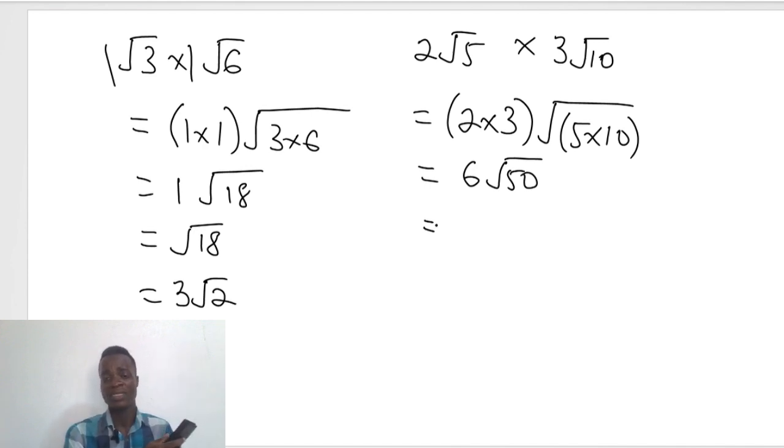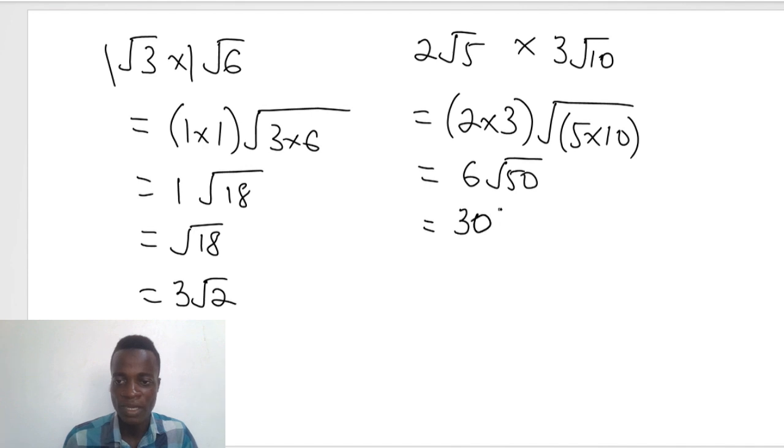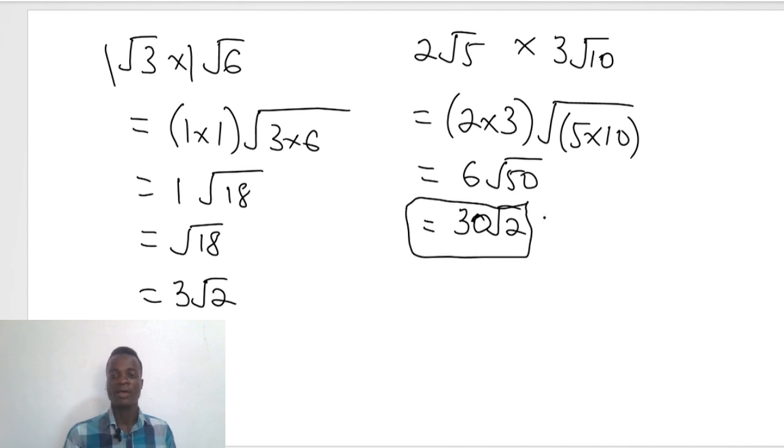We need to reduce it to the simplest form. Reduction is what will help you here. We have understood that we can just use the calculator. This root 50 gives me 5 root 2, so 6 times 5 gives 30 root 2. Watch the reduction video again if you want to understand how the reduction method works. So 30 root 2, then we quickly have our final answer.